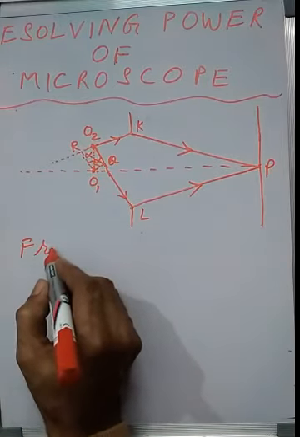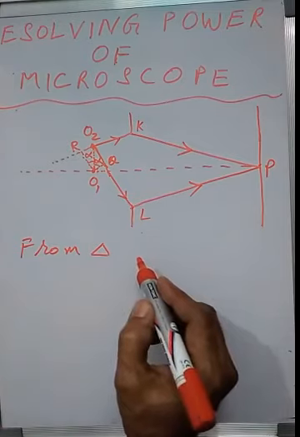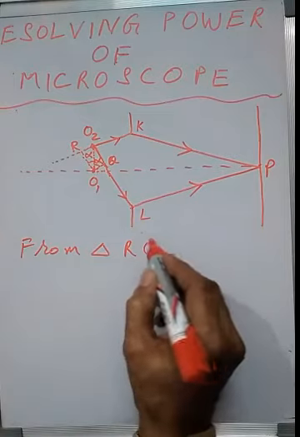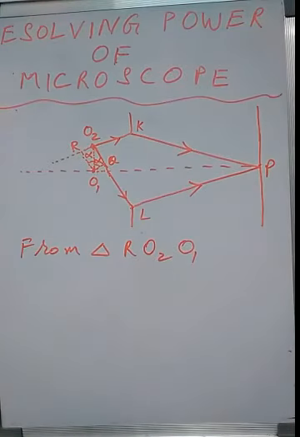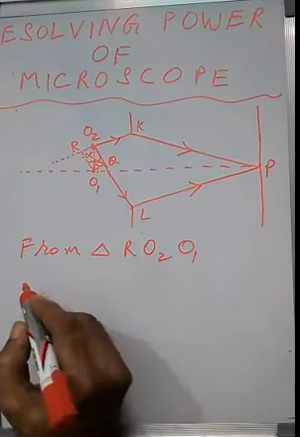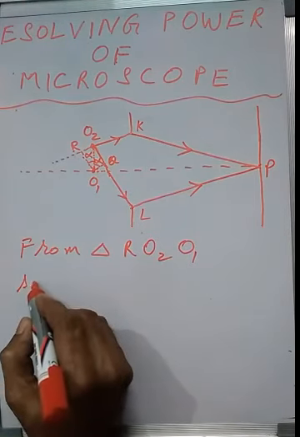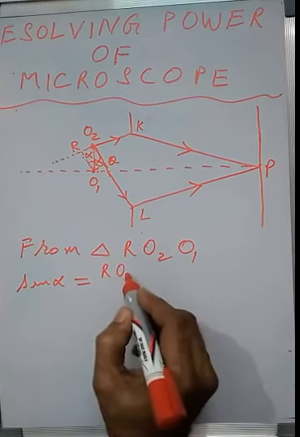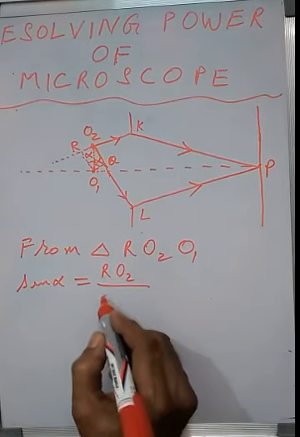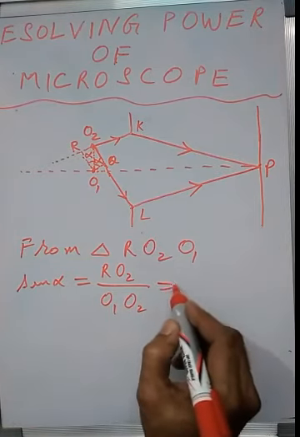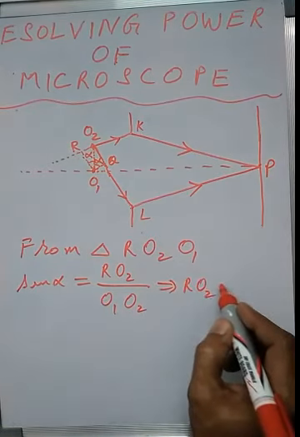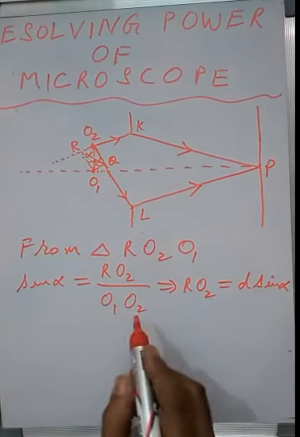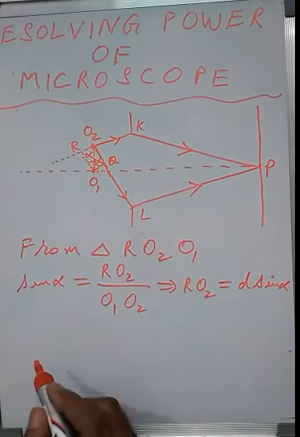First of all, let us write from triangle RO2O1. From this triangle, we can write sin alpha is equal to RO2 divided by O1O2. This will give the value of RO2 as D sin alpha because the O1O2 distance is equal to D.